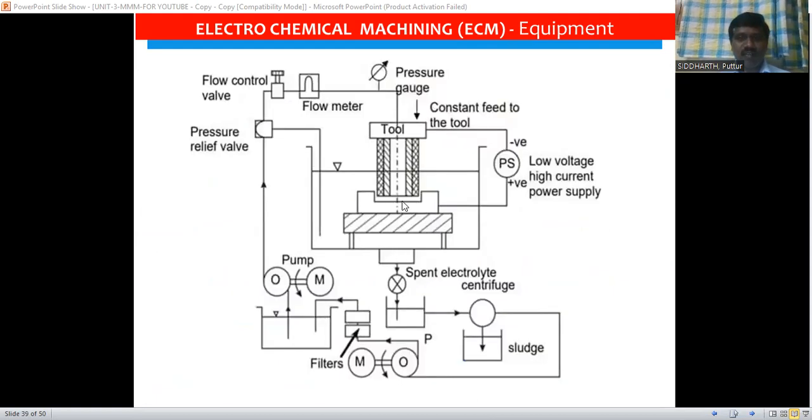See, this is the very small gap we are maintaining, less than 1 mm. As it is a very small gap, if any particles come through this port, they will automatically block it, so proper machining will not take place, and it will affect the metal removal rate and surface finish.